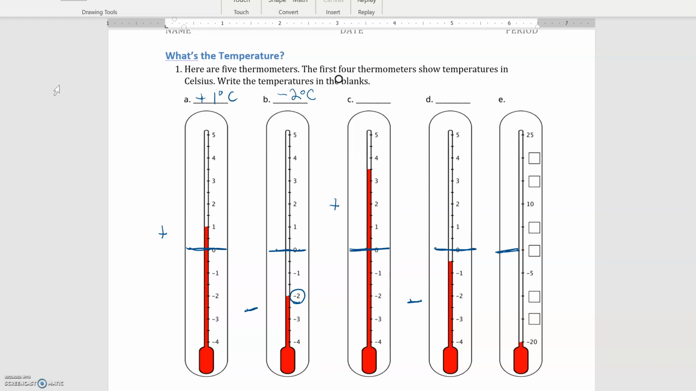I want you to try C and D now, but notice how C and D are both at points between numbers. And so I see that C is between 3 and 4, and D is between 0 and negative 1. So using that knowledge, what do you think the temperatures will be for C and D? Pause here so you have some time to think, and then check your answer after the pause.